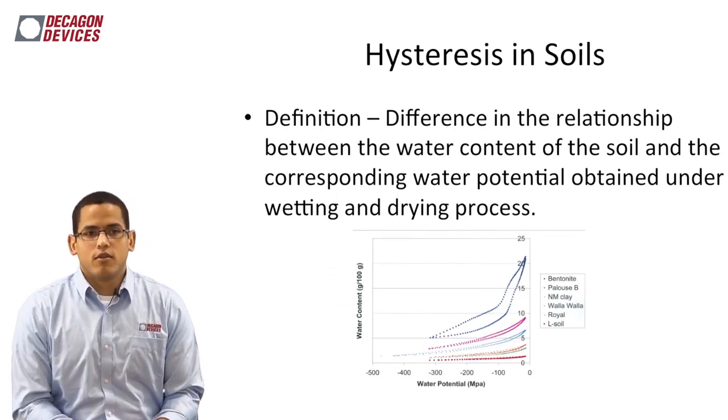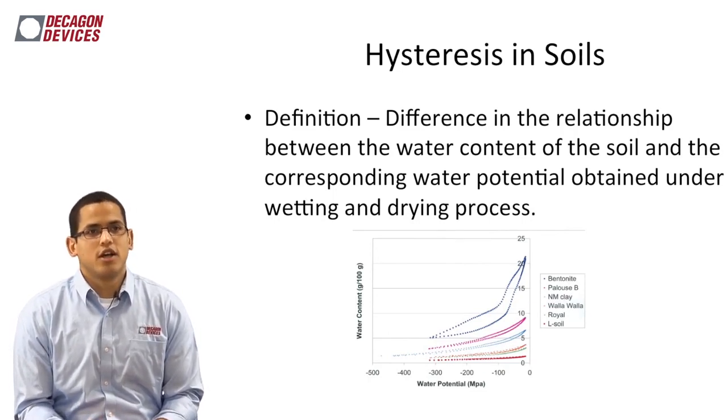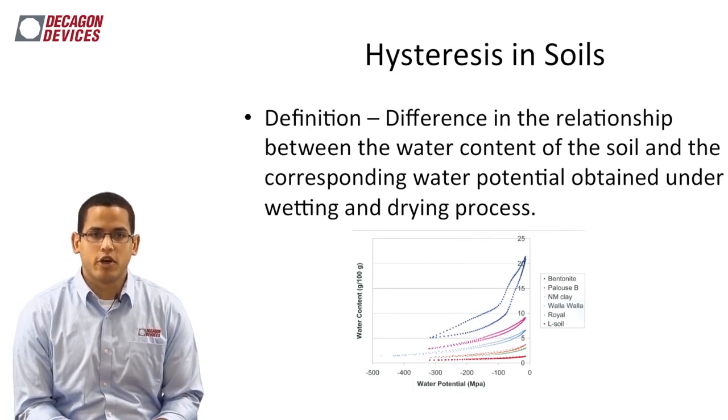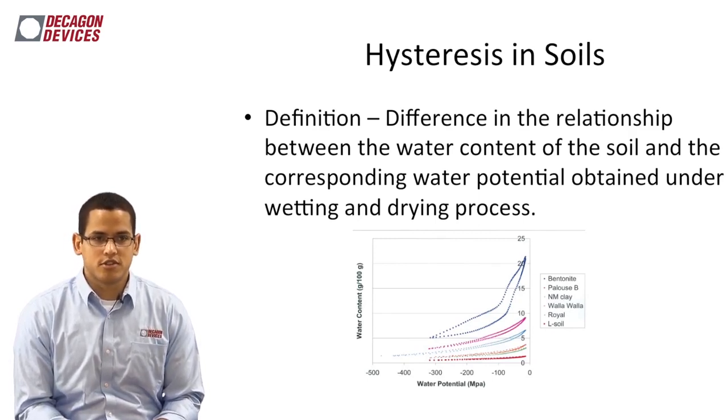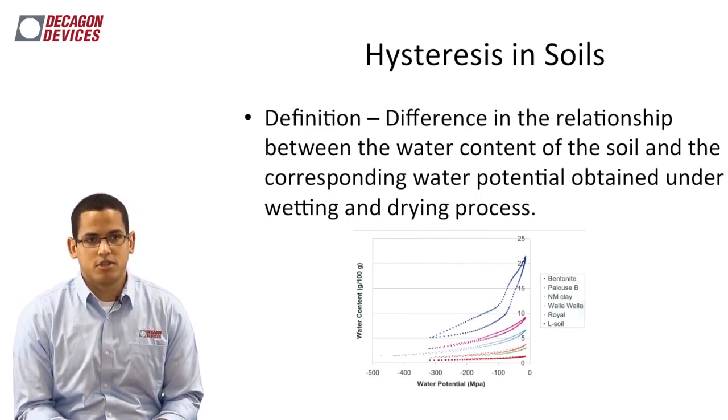One thing that has to be understood is that hysteresis is a well-known phenomenon in soil. The definition of hysteresis is the difference in the relationship between the water content of the soil and the corresponding water potential obtained under wetting and drying processes. Below is an example of that, where we have a few different soil types for which we've generated moisture characteristic curves using both the wetting and drying process. And this is a great example showing the hysteresis within that sample.